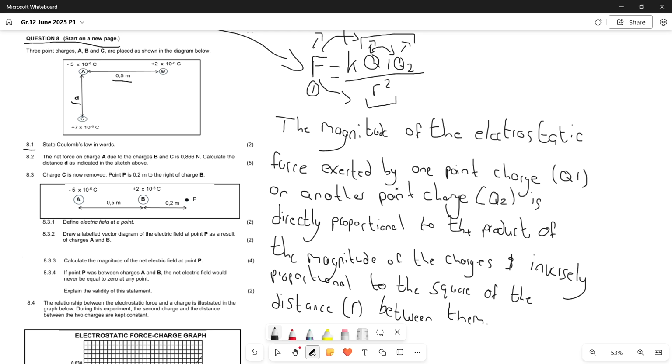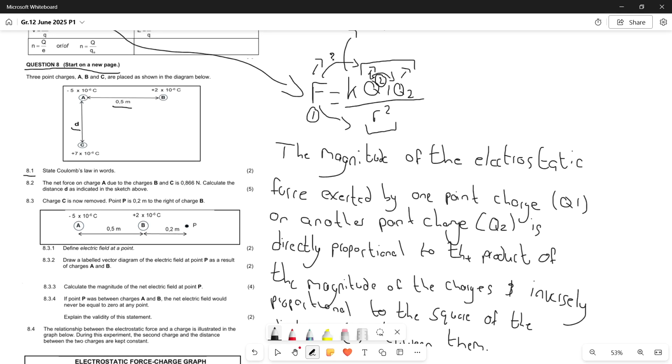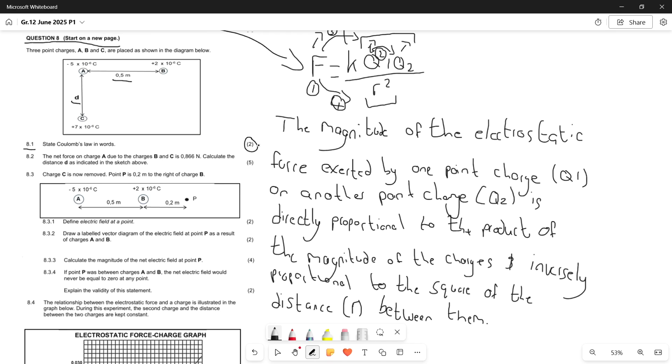So that is Coulomb's law, and that is how we link it to the formula, seeing that we start with the magnitude of the electrostatic force over here exerted by one point charge on another point charge. 2 is over here, is directly proportional, is this 3 over here, to the product of the magnitude of the charges, and then 4 over here is inversely proportional to the square of the distance between them. So that just earned us 2 marks over there and is telling us that we are going to use this formula in the next question.